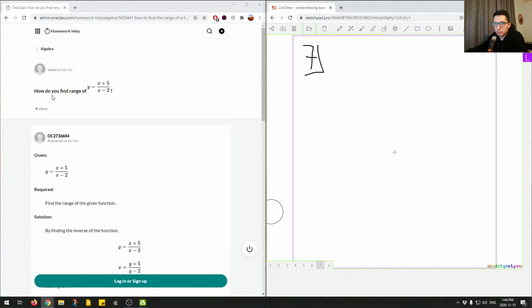Alright, so question number 7 over here asks us, how do you find the range of y is equal to x plus 5 divided by x minus 2? So the keyword here is we want to find the range of this expression. So this is the expression, and we try to find the range. So let's go through the Junior Tutor's answer.